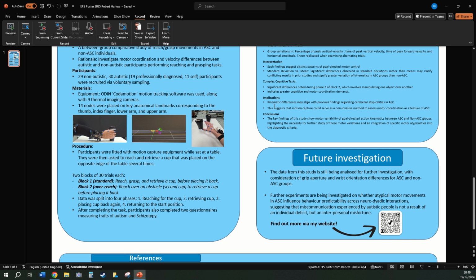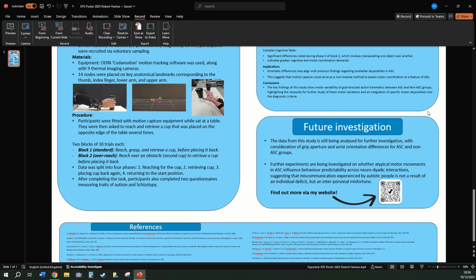What can we apply from this? Kinematic differences align with previous findings regarding cerebellar atypicalities in autism, and it also suggests that motion capture could serve as a non-invasive method to assess motor coordination. For future investigations, the data from this is still being analysed. We're looking at grip aperture and wrist orientation for these groups as well.